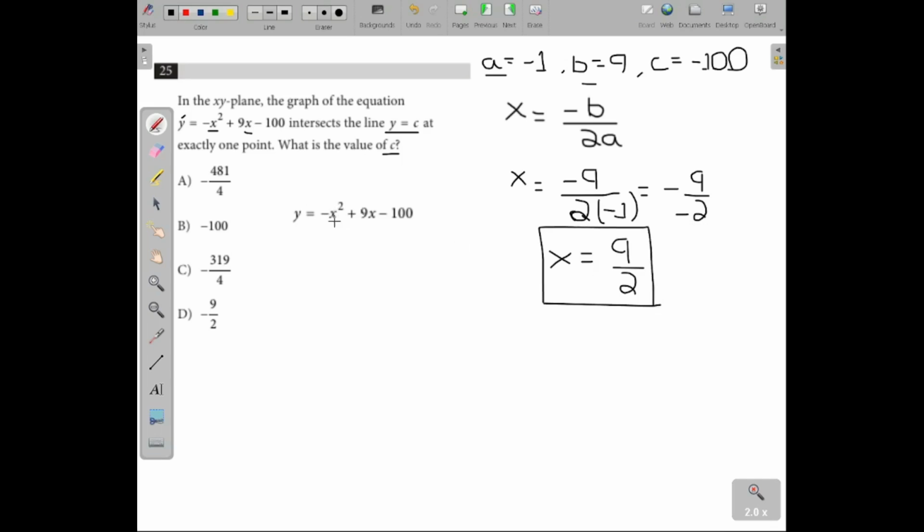We can replace the value of x and y in this equation. y is equal to c, and we need to find c. So c will be equal to negative x squared, and we know the value of x is 9 over 2, squared, plus 9 times x, that is 9 divided by 2, minus 100.